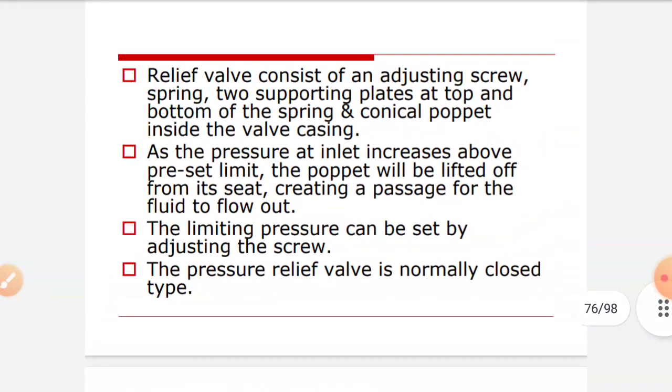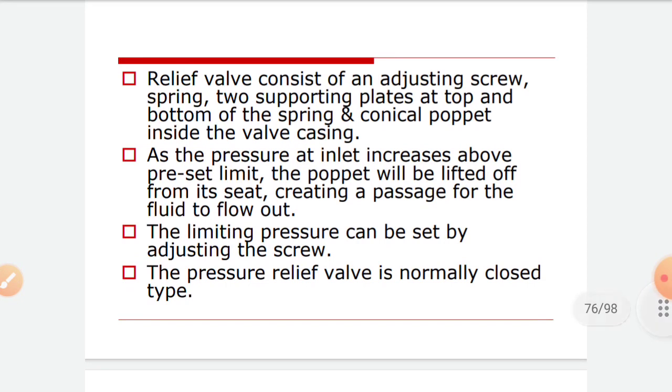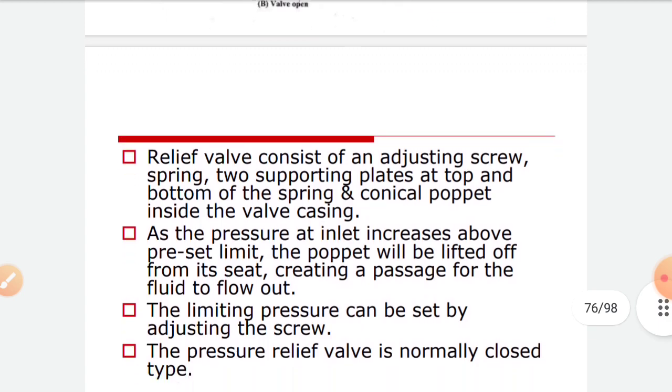Next point is that a relief valve consists of an adjusting screw, a spring, two supporting plates at the top and bottom of the spring, and a conical poppet inside the valve casing. As the pressure at the inlet increases above the preset limit, the poppet will be lifted off its seat, creating a passage for the fluid to flow out. The limiting pressure can be set by adjusting the screw. The pressure relief valve is normally a closed type.